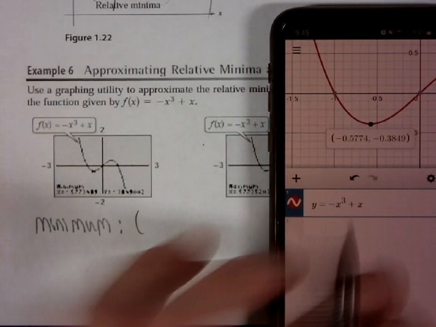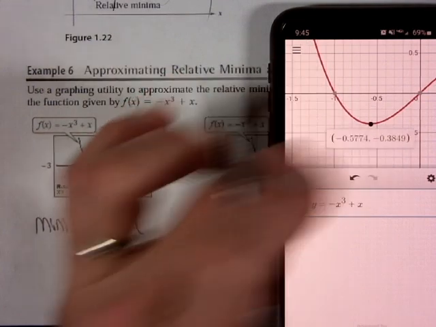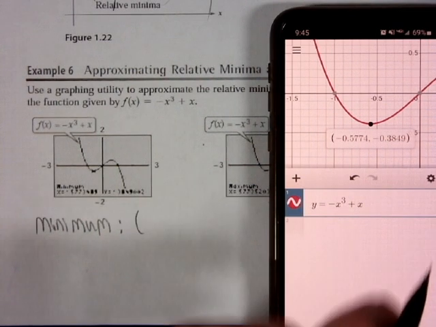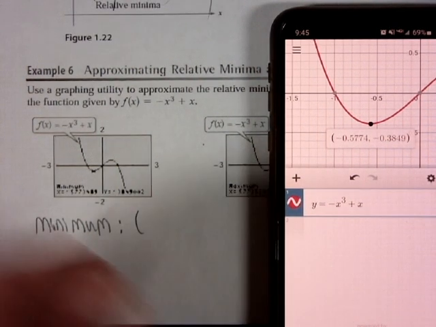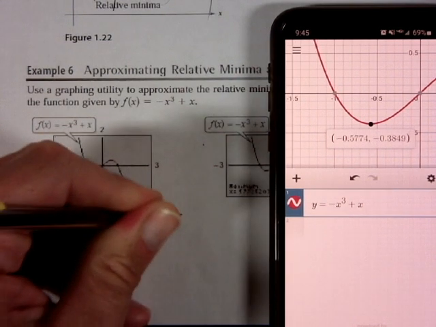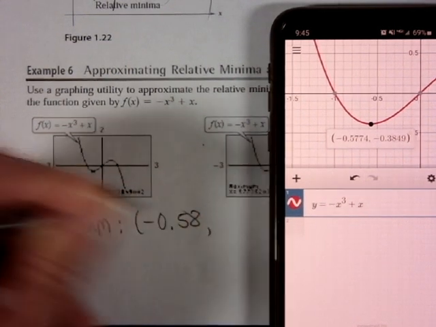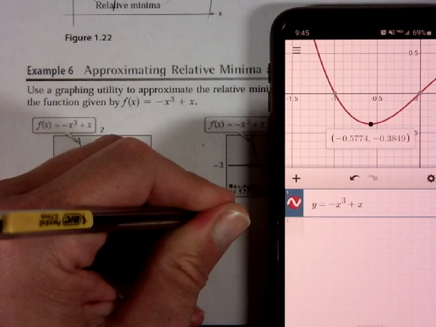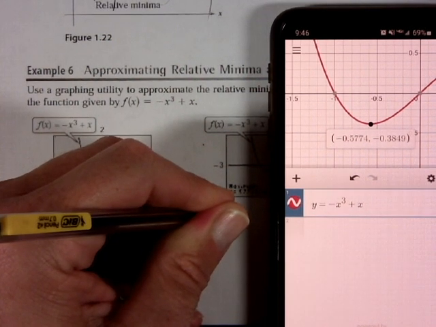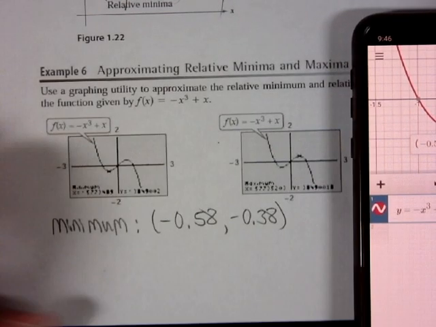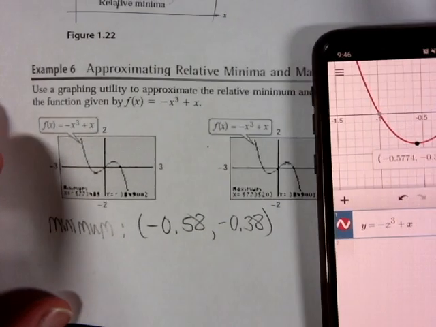So what I need to write here is this point. We don't have to take it out to 4 decimal places. I think 2 is sufficient, especially since it doesn't specify. So it's 0.58 is the x value, and negative 0.38 is the y value. That is my relative minimum value.